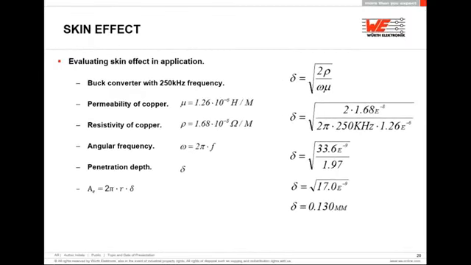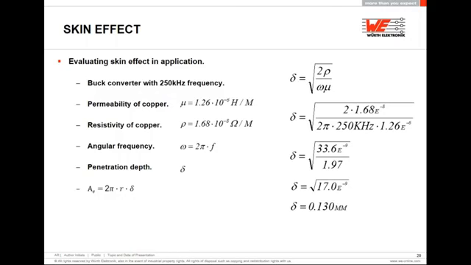Great, so let's evaluate the skin effect in an application. If we have a buck converter with a 250 kilohertz frequency and we're using a round copper wire, this would be the way to calculate the penetration depth. First of all, we take the resistivity of copper, rho, and multiply it by 2. After this, we would need to divide it by the result of 2 times pi times the 250 kilohertz frequency times the permeability of copper.